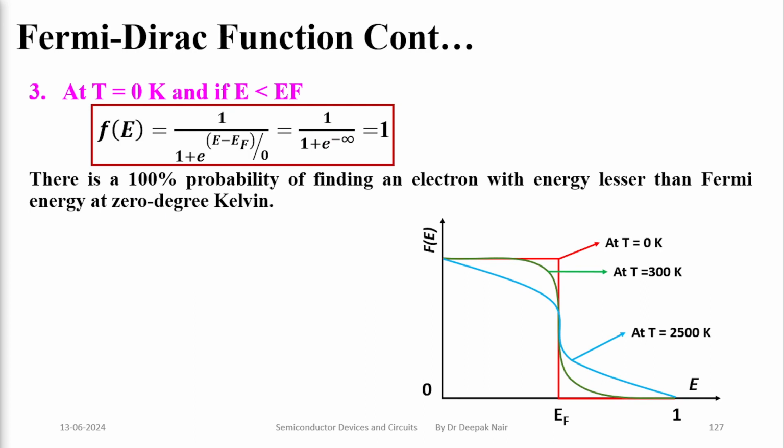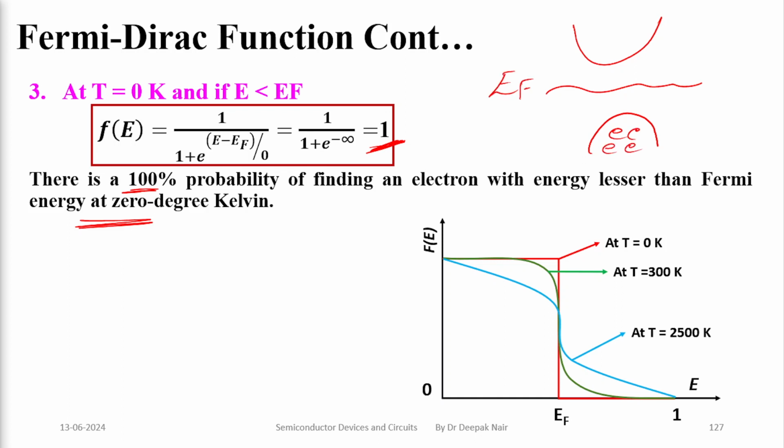So we can state here that there is a 100% probability, because the function is giving us 1 at the output. So there is a 100% probability of finding an electron with energy lesser than Fermi energy at 0 degree Kelvin. Yes, it is true. At 0 degree Kelvin, if you try to find the electrons below Fermi energy, then there is a 100% probability of finding the electron below EF.